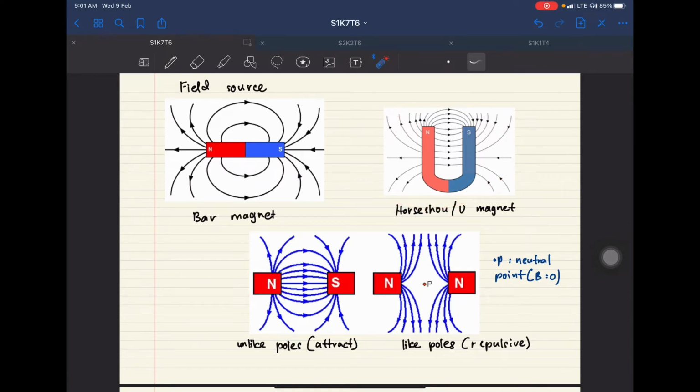If you have more than one bar magnet, like in this example with two bar magnets, the north is over there, the south is over there. If you have unlike poles like this one, north and south, you can see that it shows an attractive field line, compared with like poles, where the field line is repulsive. This point here is what we call a neutral point, where the magnetic field is equal to 0. Again, you need to be able to draw, so you just have to refer to your lecture notes.